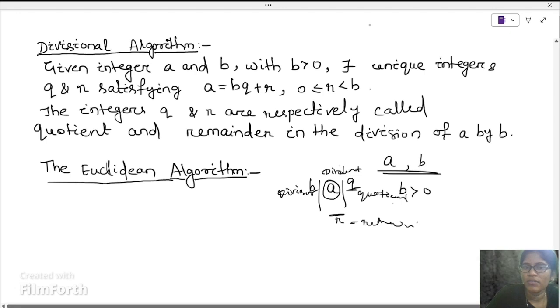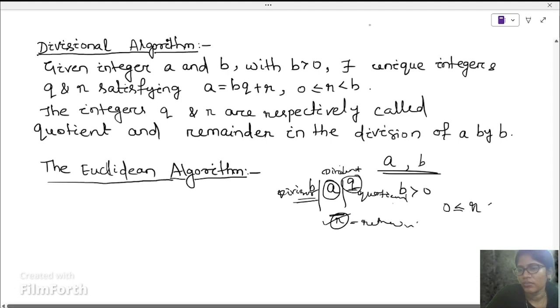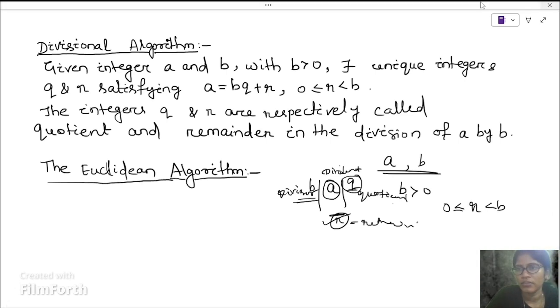The integers q and r are respectively called the quotient and remainder. Always q and r are unique. The r value is greater than or equal to 0, maybe 0 or greater than 0, and always less than the divisor. This is our division algorithm.